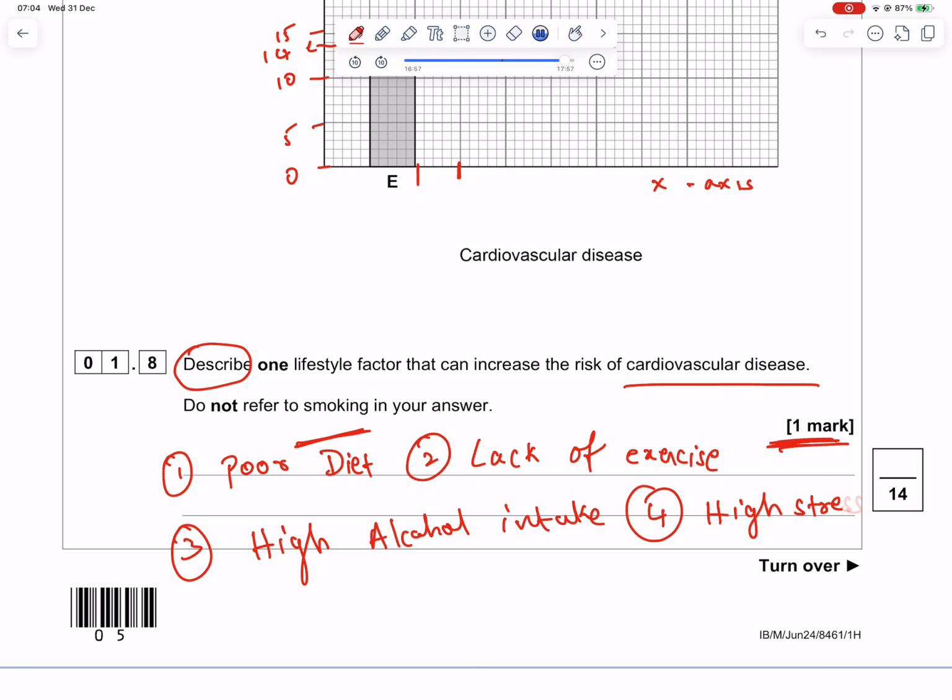Now, what I want to emphasize here is obesity on its own is not accepted under the mark scheme as an acceptable lifestyle factor, because they are specifically asking you. So obesity is caused by the lifestyle factors I've listed. So obesity is a result of these lifestyle factors, so that cannot be an answer for 1.8.